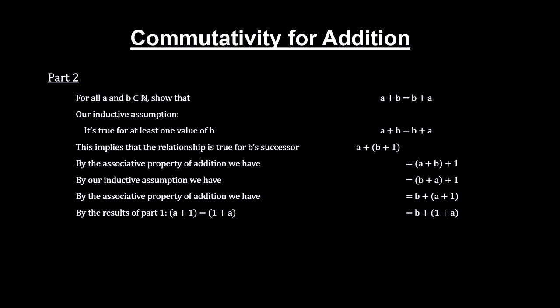And then use the results of part 1 that showed a + 1 was equal to 1 + a to get b + (1 + a). And then use the associative property again to get (b + 1) + a. And we're done.